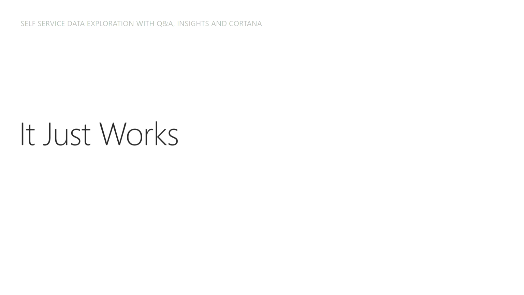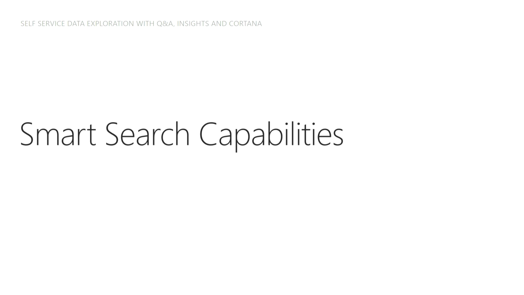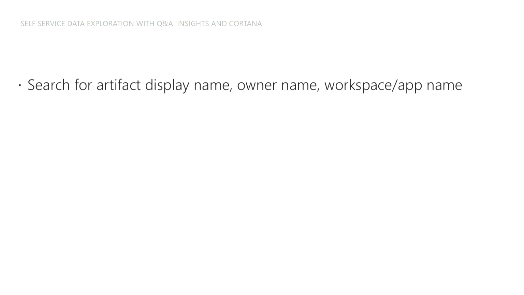So the first thing that I would like to mention about the new coming capabilities is that it just works. Like on the mobile application, you don't need to do anything special. It just works for you. You can search for a dashboard and just see it. So you don't have to work for Cortana, but you can ask Cortana to work for you. And the smart search capabilities that we are planning to bring are these. You can search for a dashboard by the display name, by the owner name, and also by the workspace and the app name.